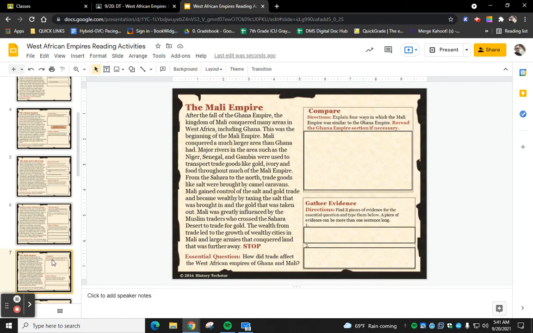Mali was greatly influenced by the Muslim traders who crossed the Sahara Desert to trade for gold. The wealth from trade led to the growth of wealthy cities in Mali and large armies that conquered land that was further away.